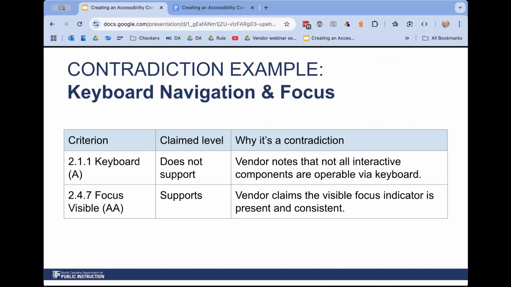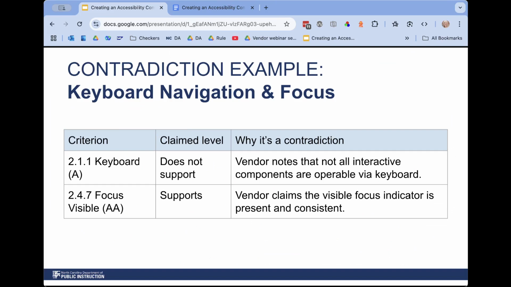In this instance, this goes along with that previous slide about keyboard navigation. If you're telling me that you do not currently support keyboard navigation, you're noting that not all interactive components are operable by a keyboard. But then later on in 2.4.7, which is the AA standard that relates to keyboard accessibility, you've said it does support, because as someone is navigating through with just their keyboard, they are able to see, usually an outline, that shows me where I am on the screen. You're telling me that the focus indicator is present? That contradicts what you just told me in 2.1.1 when you said that it's not keyboard accessible. I can't have focus indicators that are present and consistent if it's not keyboard accessible to begin with.